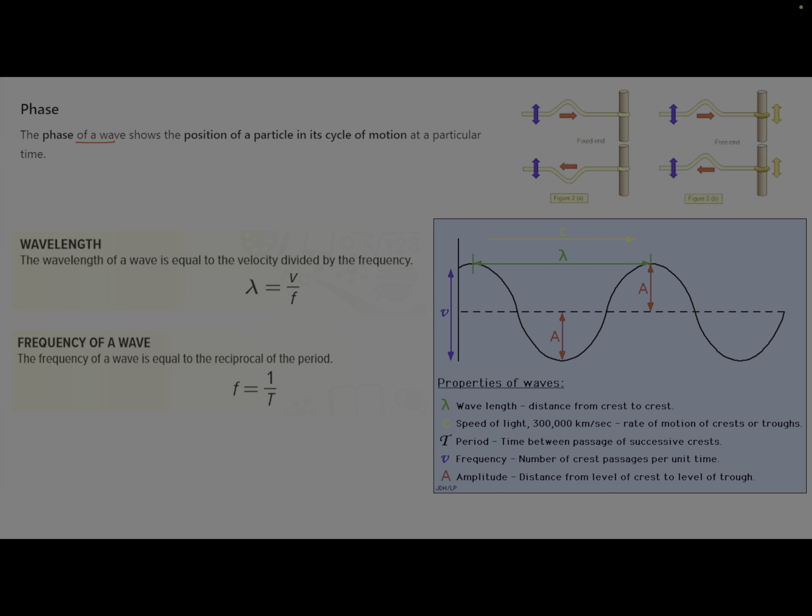What is phase? Phase means a wave shows the position of a particle in its cycle of motion at a particular time. It shows the position of a particle in that cycle of motion for that particular time, correct? So if the time changes, the phase is the same, correct? Phase is not different. Phase will always show you the position of a particle in that cycle of motion. This relation I already explained to you, correct? These are the symbols, which you can pause the slide and have a look into.